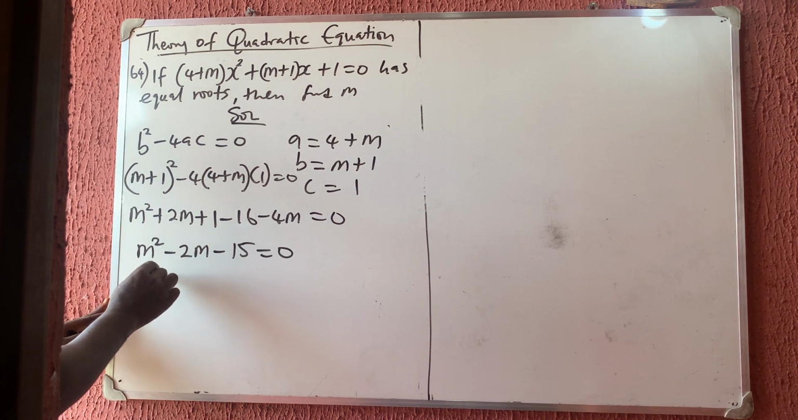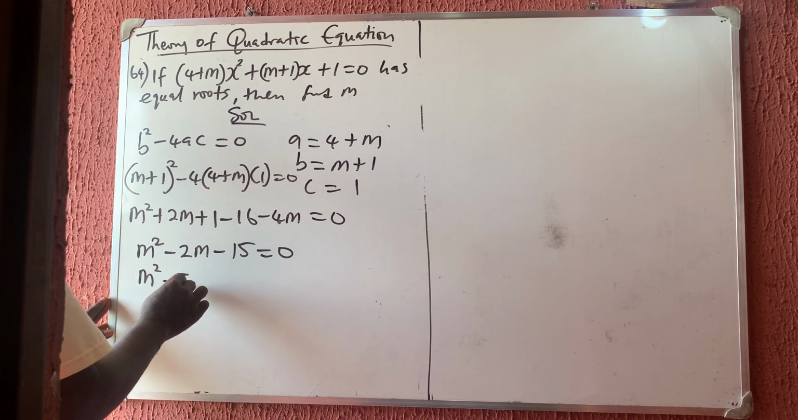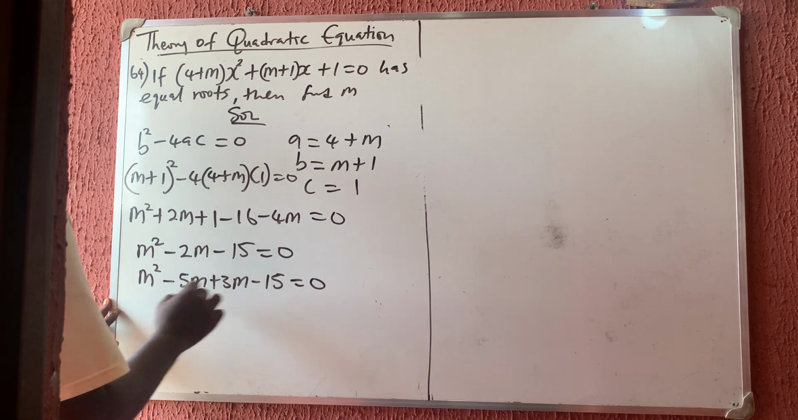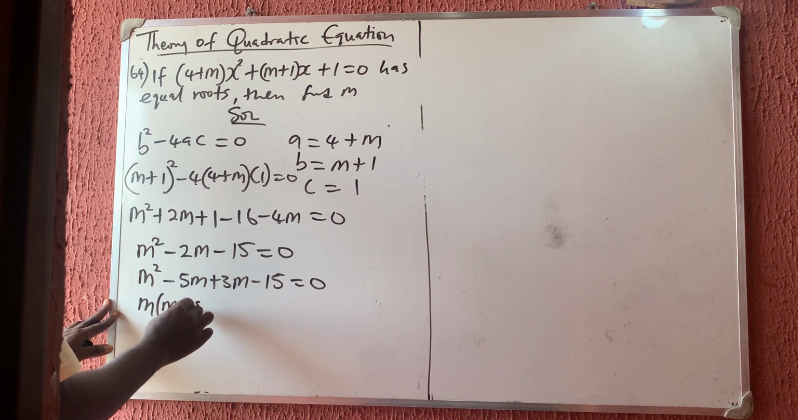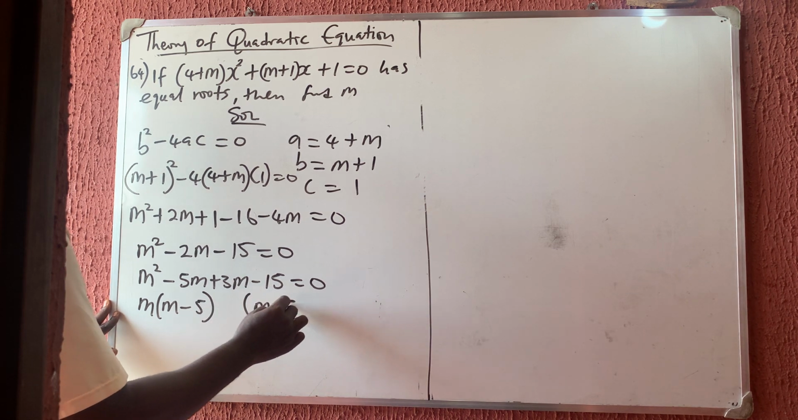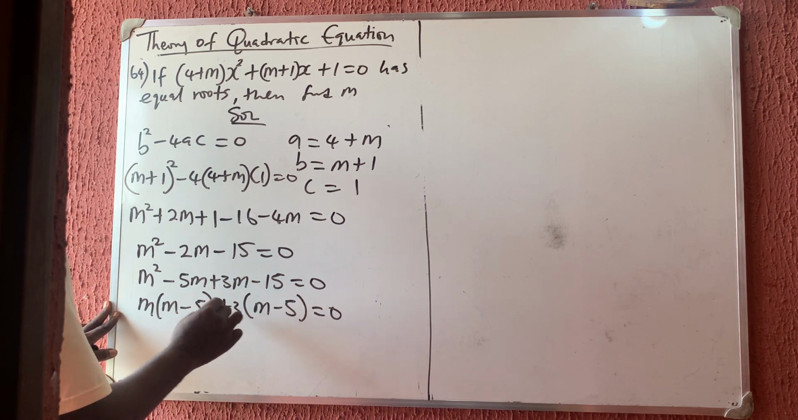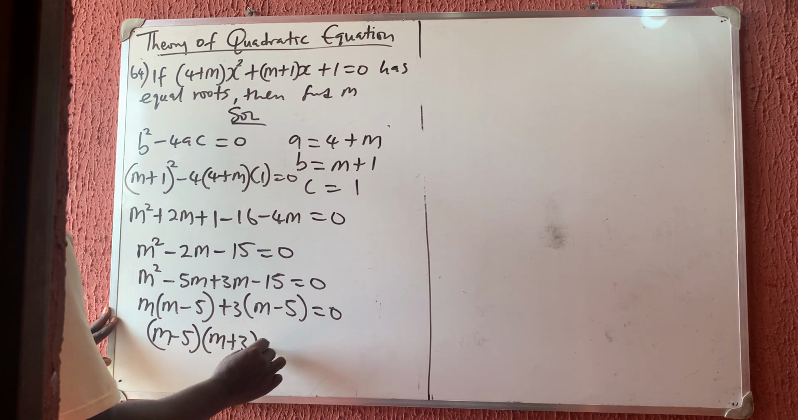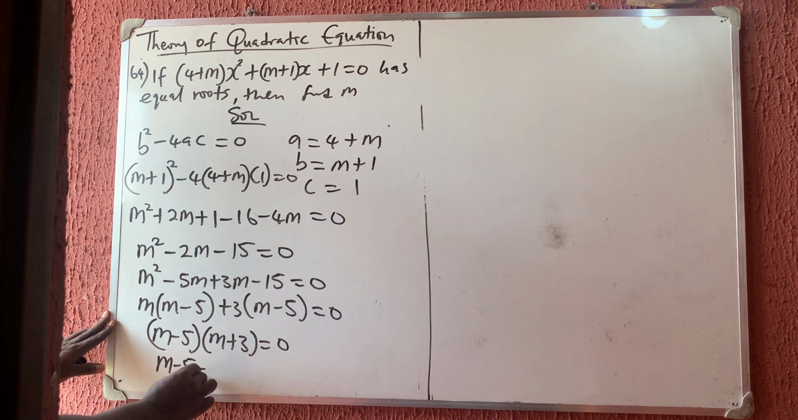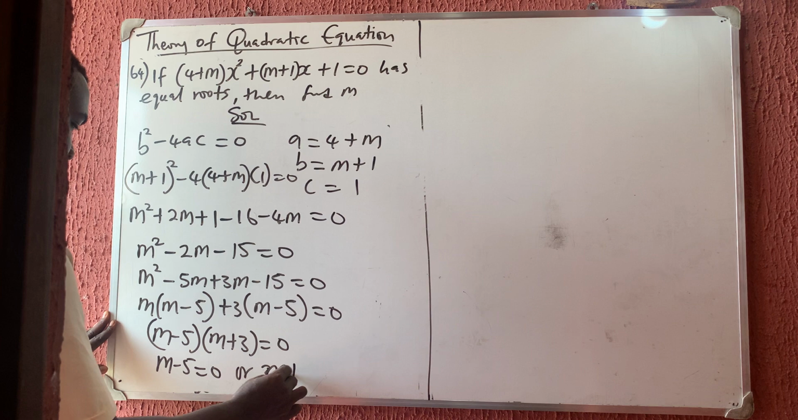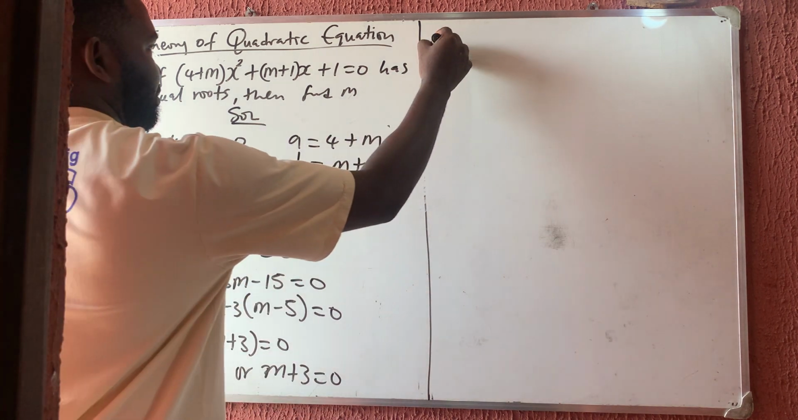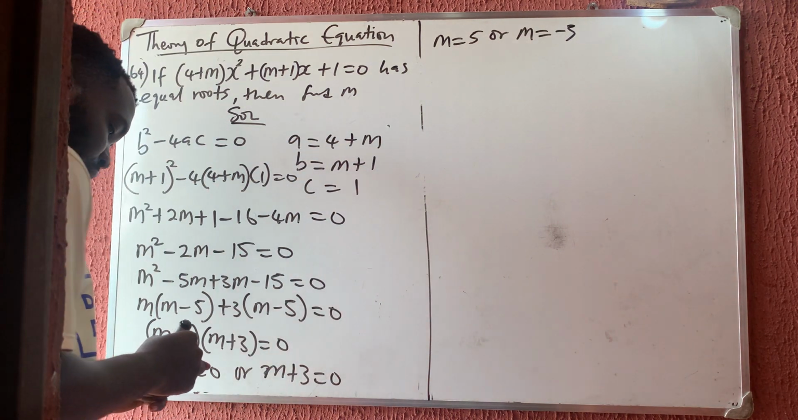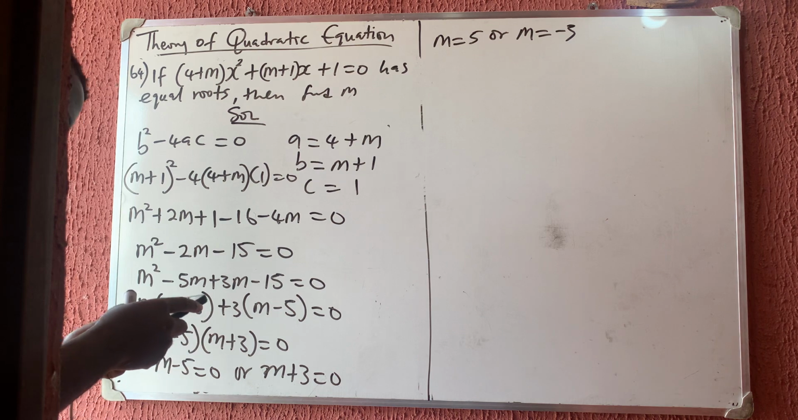So this is m² − 5m + 3m − 15 = 0. So I have m(m − 5) and the same thing here, 3(m − 5) = 0. So I'm having (m − 5)(m + 3) = 0. So m − 5 = 0, or m + 3 = 0, which shows that my m is equal to 5, or my m is equal to −3. So that is that for that. We move.